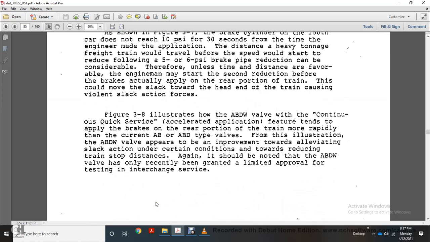Figure 3.8 illustrates how the ABDW valve is equipped with a quick service accelerated application feature intended to apply the brakes on the rear portion of the train more rapidly than the current AB and ABD type valves, or the illustration of the ABDW valve appears improved toward alleviating slack action under certain conditions and toward reducing train stop distances. Again, it should be noted that the ABDW valve has only recently been granted limited approval for testing in interchange services.